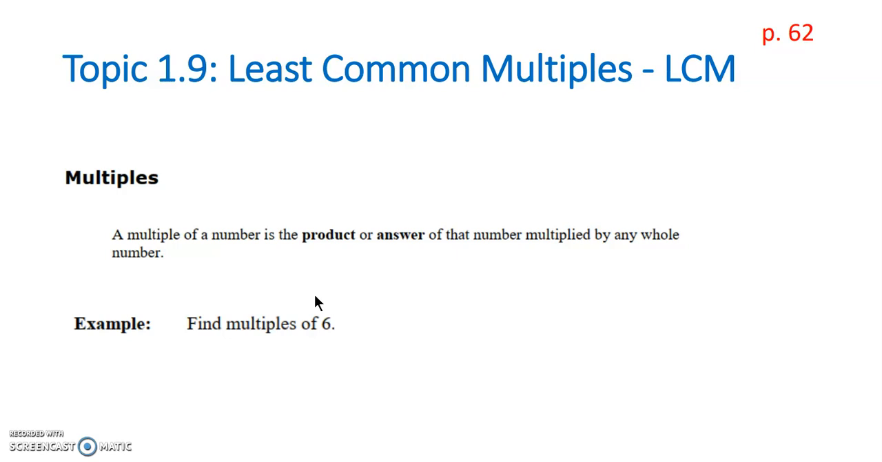So multiples are the product or answer of numbers that are being multiplied. So for example, if you look at the multiples of 6, what that means is we're counting up by sixes. So we're using multiplication as a fast method.